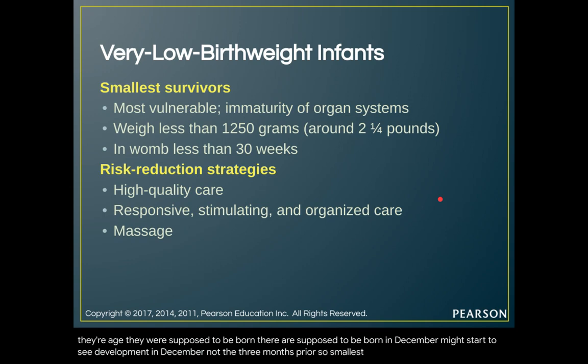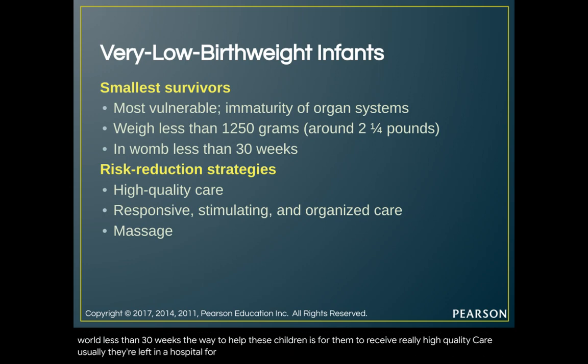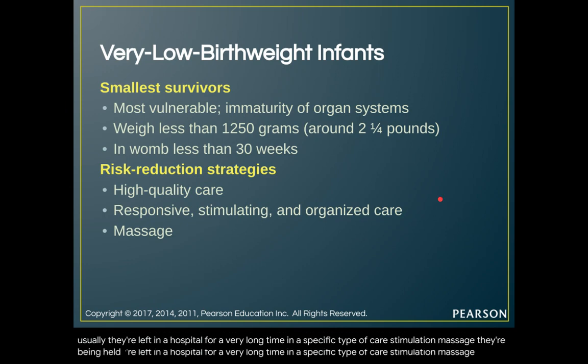So smallest survivors, 2¼ pounds, in the womb less than 30 weeks. The way to help these children is for them to receive really high quality care. Usually they're left in a hospital for a very long time. They're given a specific type of care, stimulation, massage, they're being held, and the hope is that they meet their birth weight and are able to go home.